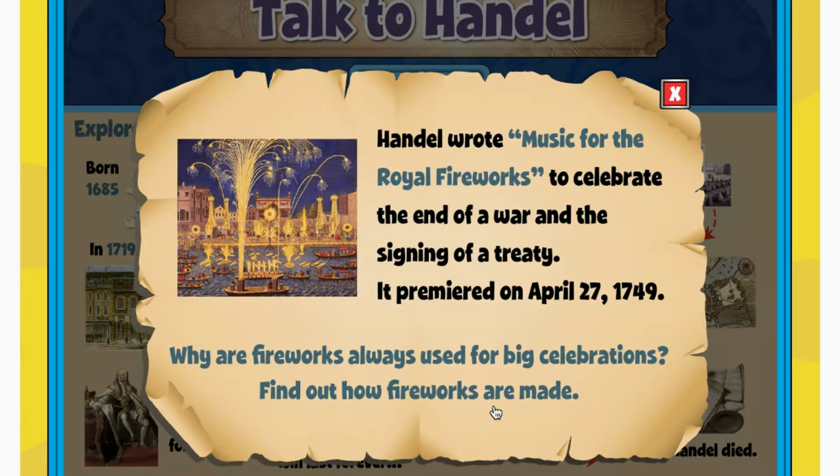Why do you think fireworks are always used for big celebrations? Let's pause for a moment and talk about your ideas. Why would fireworks be used for big celebrations?